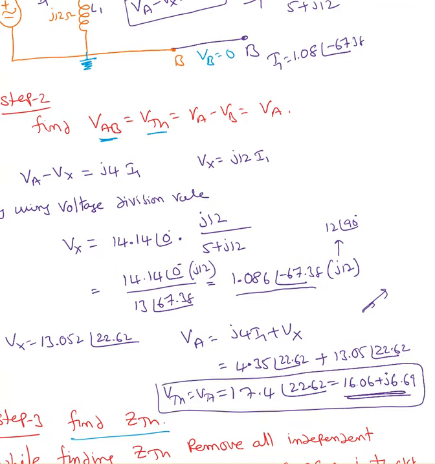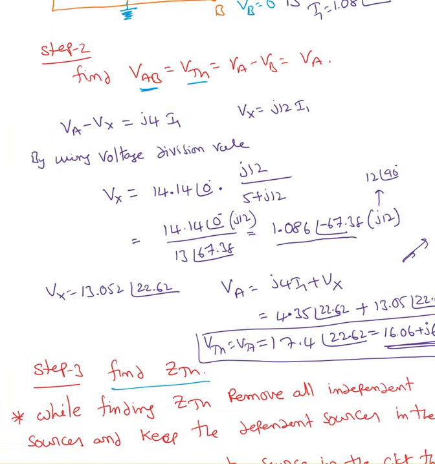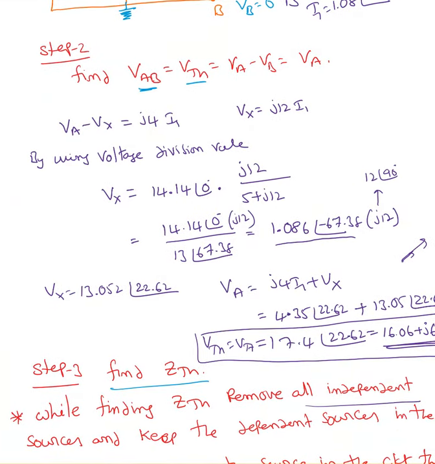Now my next step is to find Zthevenin. While finding Zthevenin, remove all independent sources. Actually, instead of removing them, all you need to do is replace them with their internal resistance. Replace all independent sources with their internal resistance. The internal resistance of a current source is infinite and internal resistance of a voltage source is 0. So an independent voltage source is short circuited, and an independent current source is open circuited.